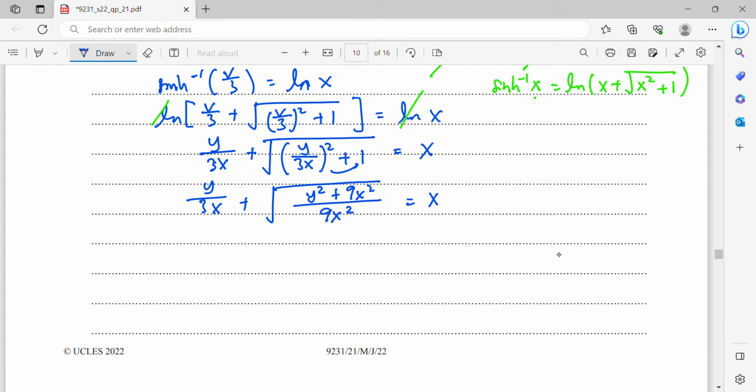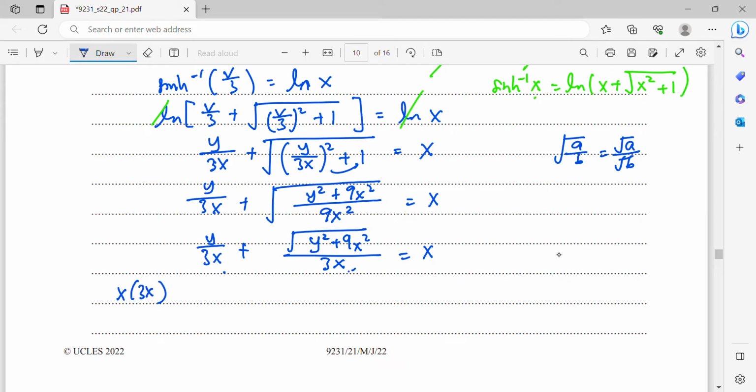Right, so from here, I will get y over 3x plus, remember the square root of a division is square root of a over square root of b. So the square root of 9x squared, I will change to 3x. Then the numerator, I will just copy. That equals x. Now, since the denominator is the same, 3x, 3x, I can just combine these two denominators and move it to the right hand side. Or you can say you multiply the whole equation by 3x. So y plus square root of y squared plus 9x squared is going to be 3x squared.